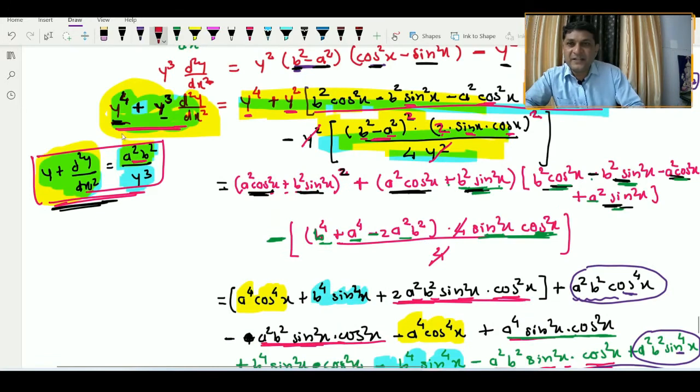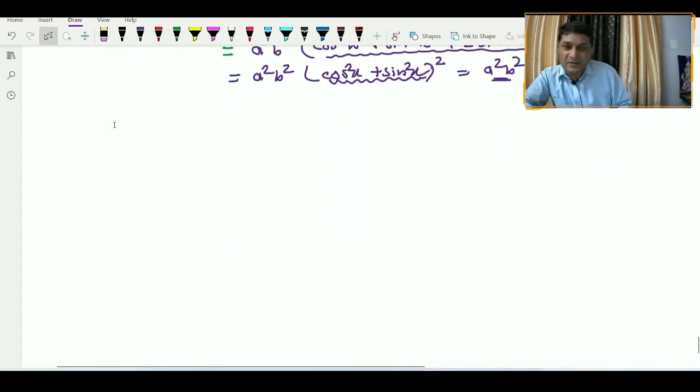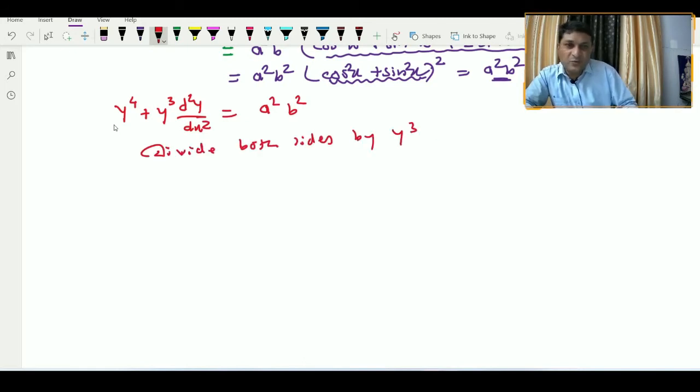Now observe the left hand side. This is our left hand side, y raised to power 4 plus y cube d2y upon dx square. So what is our left hand side? y raised to power 4 plus y cube d2y upon dx square. And on the right hand side what we have got here? a square b square. Now divide both sides by y cube. So let us see what result we will get here.